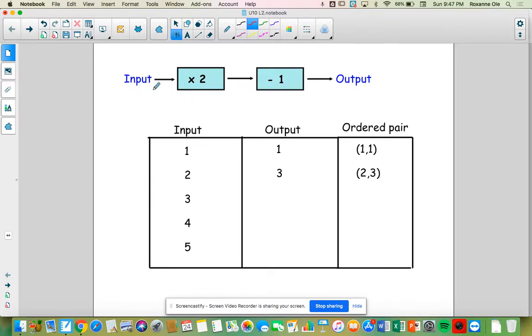We have whatever number here is the input, and then we do this function to it, times 2 minus 1. And then what would come out would go here. So let's look at it. 1 times 2 is 2, minus 1 is 1. Great. 2 times 2 is 4, minus 1 is 3.